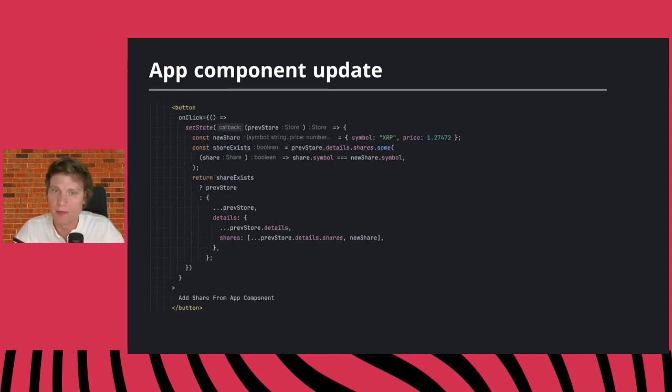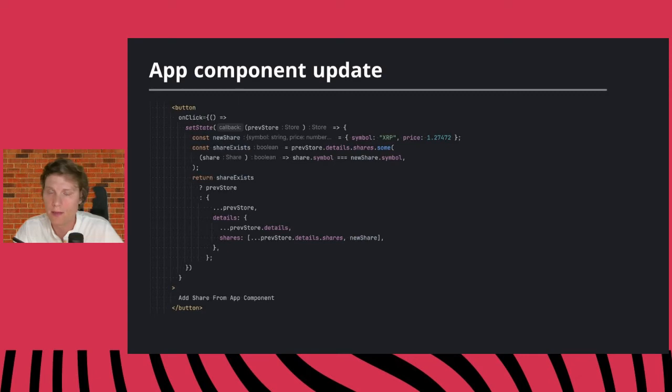So what about the app component? There's the button, as you remember, where we need to add a new share from our app component, right? So what do we expect? We're expecting that the application will add the new share item here. You can see that we set the new item. We update the state, and we add the new item to the share. So here you can see the new share, and we add it as the last one to our store.